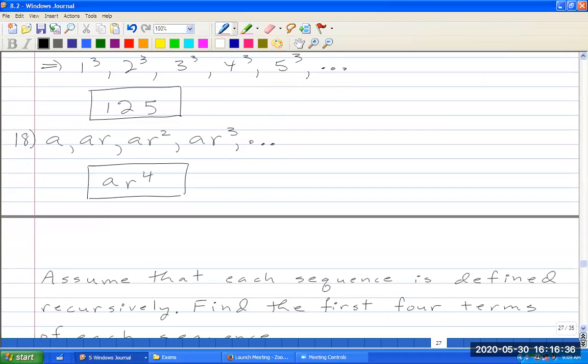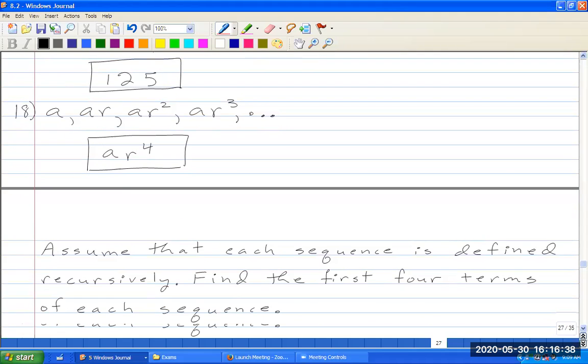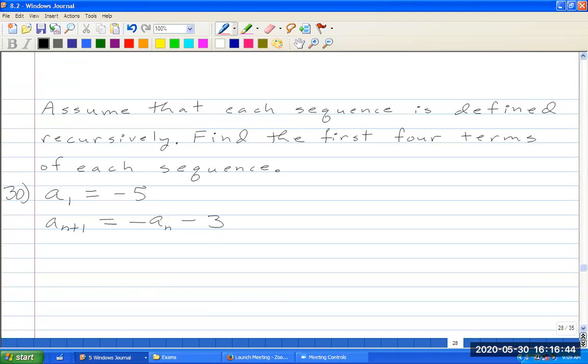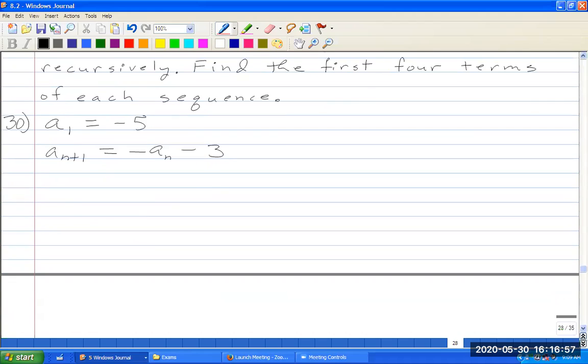30. Assume that each sequence is defined recursively. Find the first 4 terms of each sequence, okay? And so we've defined this recursively. So I have, well, A1 is -5.